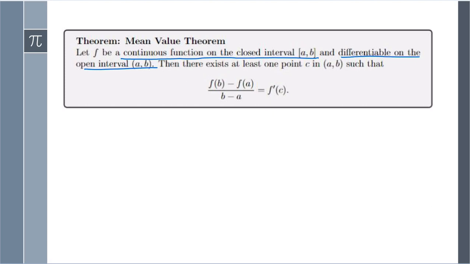Then there exists at least one. So this one does not have that condition f of a equals f of b, because this is a little bit different. And there exists at least one point c in (a, b) such that f of b minus f of a over b minus a equals f prime of c. So let me go ahead and draw a graph here.